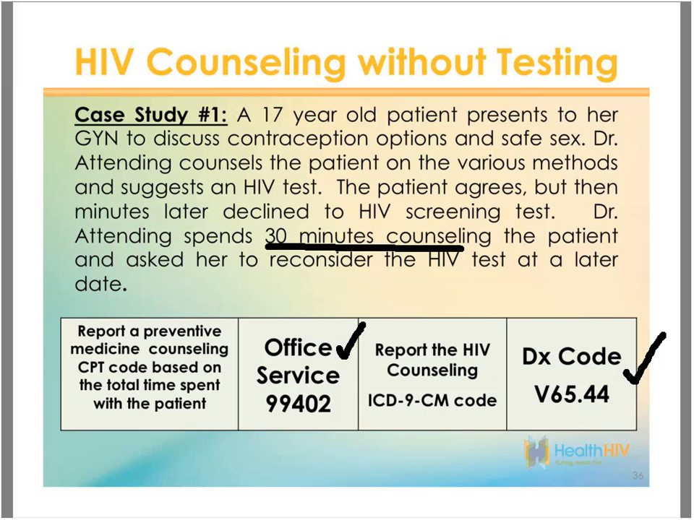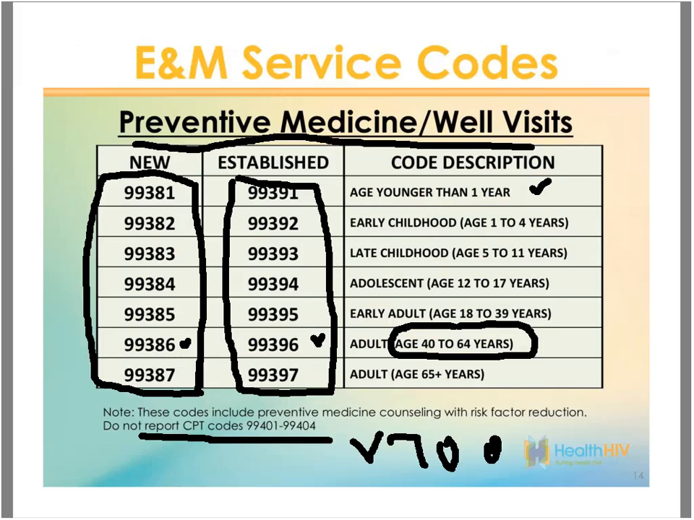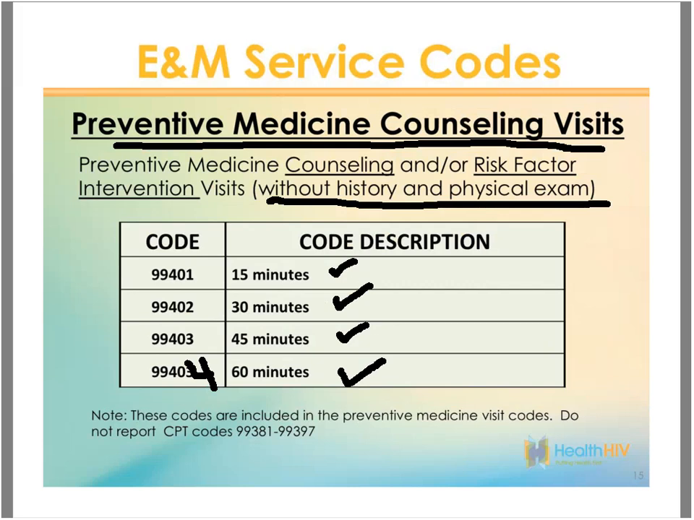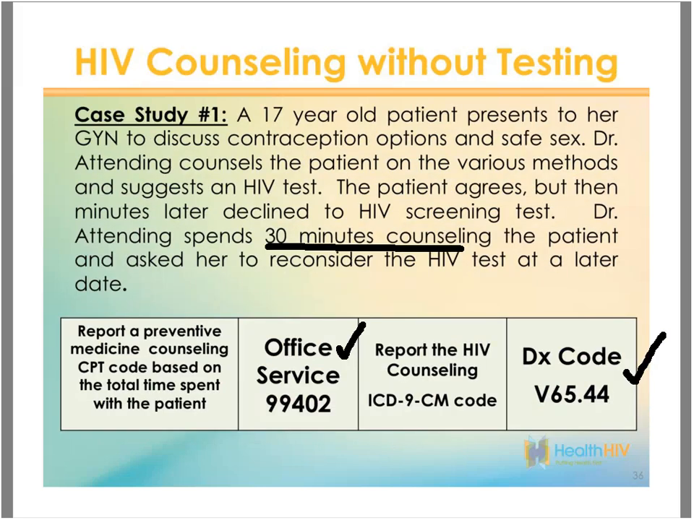And if we go back to slide 15. So we indicated that the counseling codes where there's no history and no physical, the correct code to be reported would be one of the counseling codes. So in this example, the encounter states that the physician spent 30 minutes counseling the patient, and that's the only service that was provided. So the CPT code would be 99402.